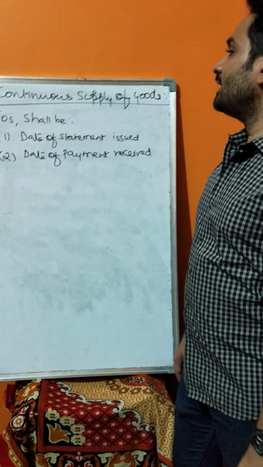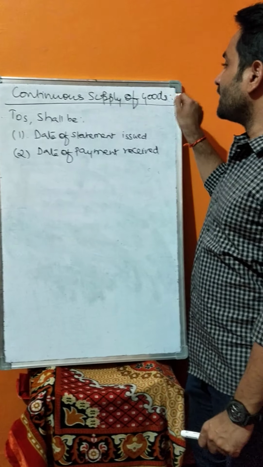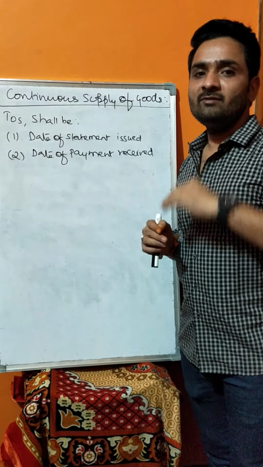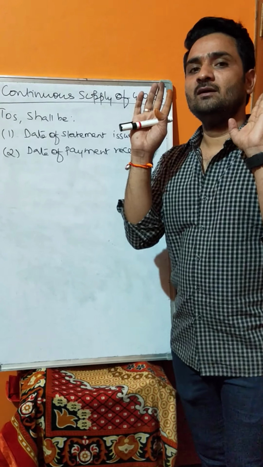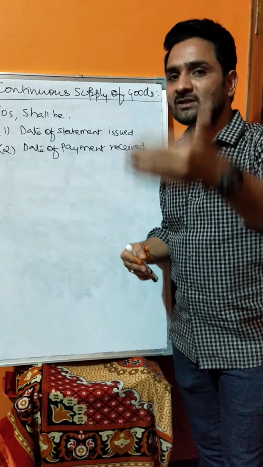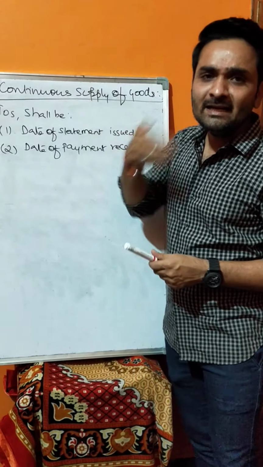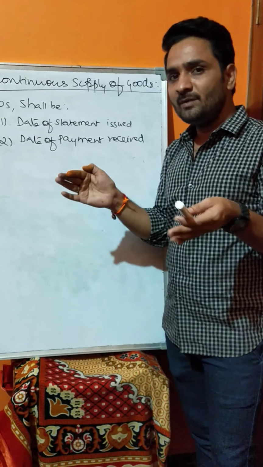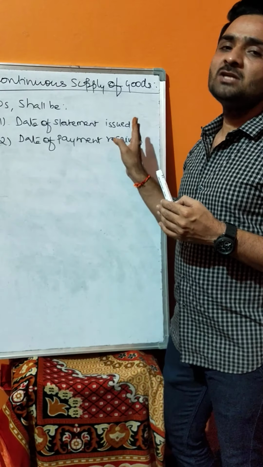So we are moving ahead with another case in time of supply of goods, that is continuous supply of goods. What do you mean by continuous supply? If goods are not delivered by the supplier to the recipient in one single installment, there will be different installments, let us say after 1 month, after 2 months, after 3 months, after 5 months. Then when the goods are supplied continuously throughout the year as agreed upon between the supplier of goods and recipient of goods, then the time of supply shall be different.